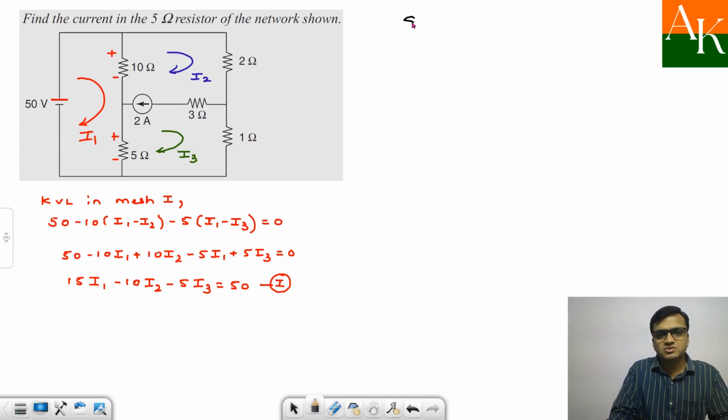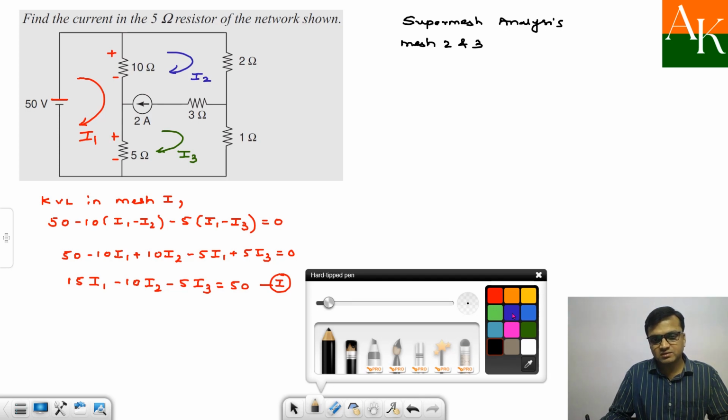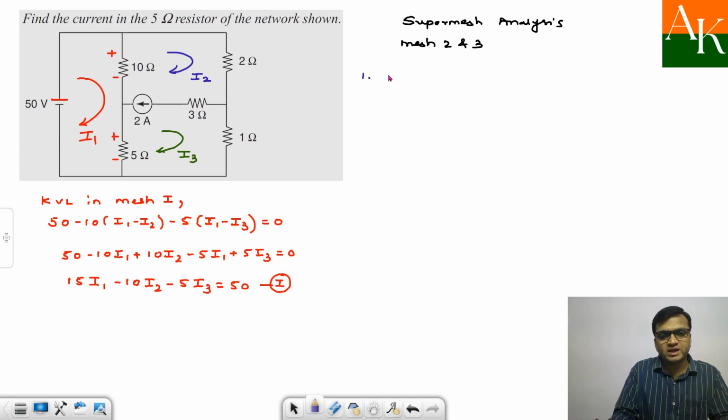So here I am writing supermesh analysis. The supermesh is formed because of mesh 2 and 3, because of this 2 ampere source. Now the first equation in supermesh you will obtain by observing the direction of the current source. If you see over here, the current source is 2 ampere and it is moving towards left. So I am writing 2 over here and it is moving towards left. This is just for my reference.